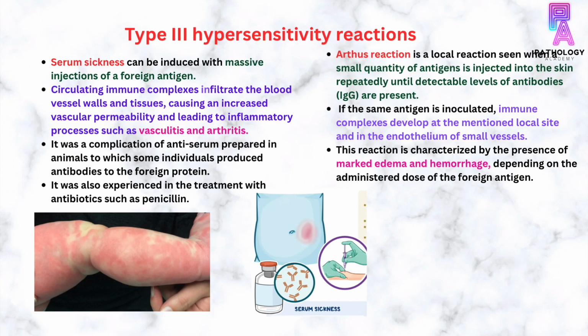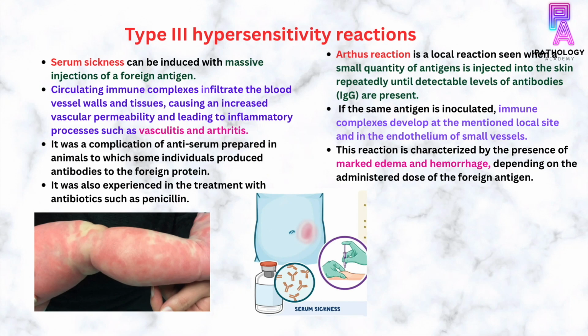Serum sickness can be induced with massive injections of a foreign antigen. The circulating immune complexes infiltrate the blood vessels and tissues and cause an increased vascular permeability, which leads to inflammatory processes such as vasculitis and arthritis. Serum sickness was a complication of antiserum which was prepared in animals, to which some individuals produced antibodies. It was also experienced in the treatment with antibiotics such as penicillin.